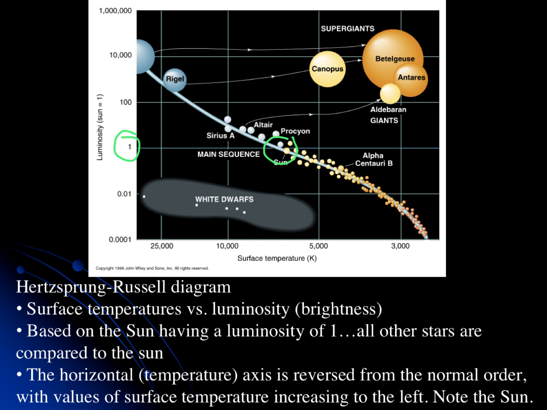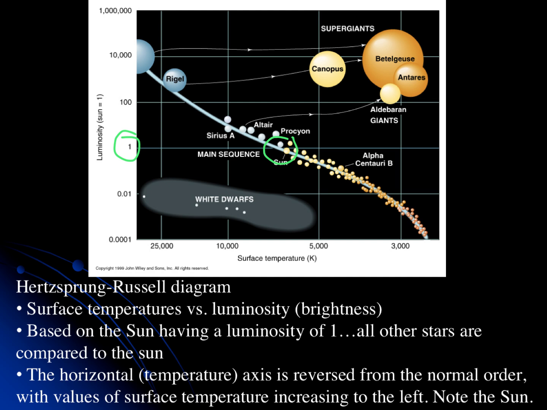On the x-axis, notice that as you move from left to right, the temperatures decrease rather than increase. It will be crucial that you remember this, as all HR diagrams are set up this way. The axes are also logarithmic, meaning that they're set up in powers of 10 rather than being equally spaced.